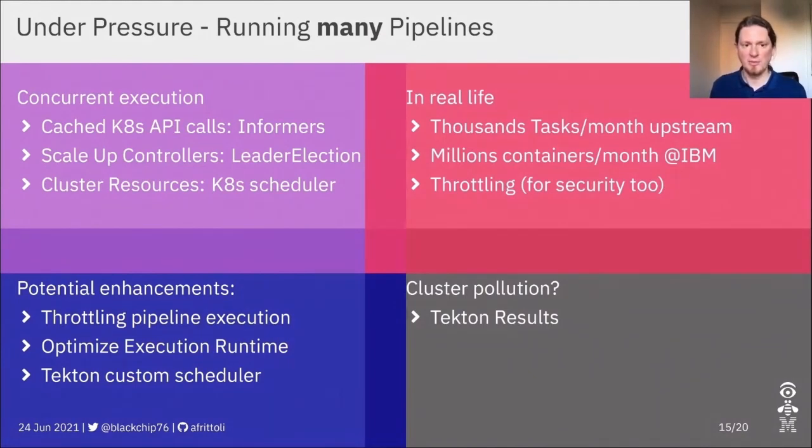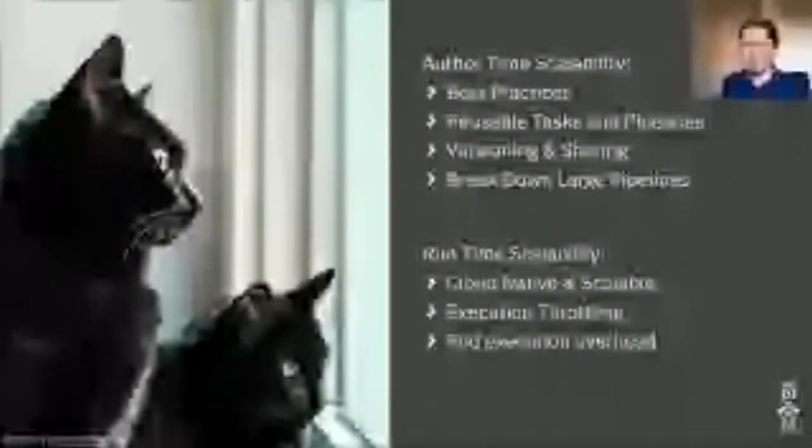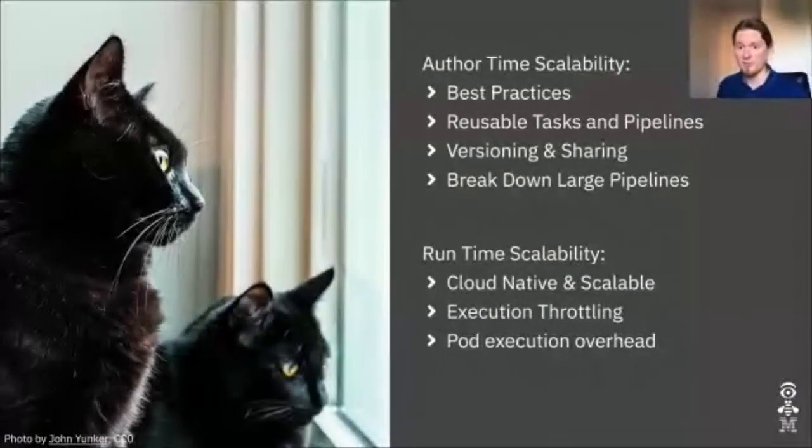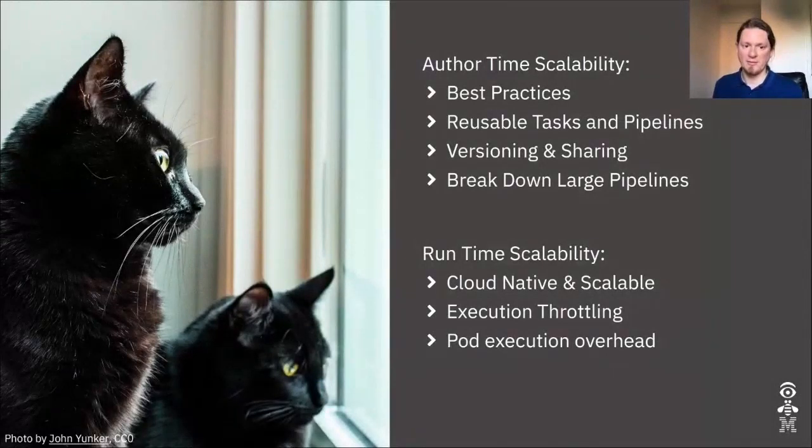To conclude, we have seen the scalability aspect from an authoring point of view, and a runtime point of view. It's important at author time to follow best practices to make sure that tasks and pipelines are reusable. Versioning is key for sharing the tasks, and it really helps to break down large pipelines into small parts that can then be reused, and then those small pipelines can be recombined together to make the whole workflow.